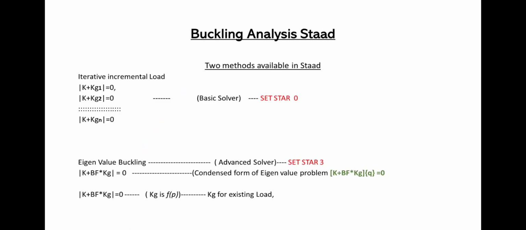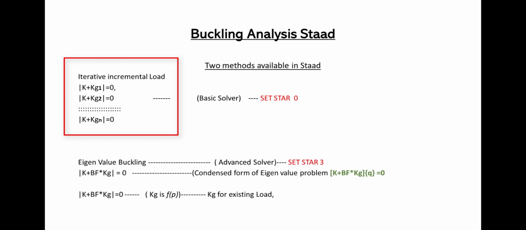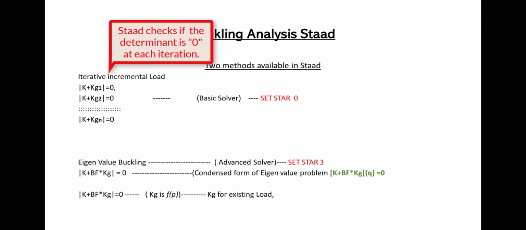There are two methods available in STAAD to perform the buckling analysis. First is the iterative method, where the singularity of the global stiffness matrix consisting of the K and Kg matrix is checked at each iterative increment of the load. Please note that this matrix changes because of the presence of the Kg matrix, and if at any point the determinant of the resultant stiffness matrix becomes zero, that means its lateral load carrying capacity becomes zero, or it is more susceptible to buckle at this point.